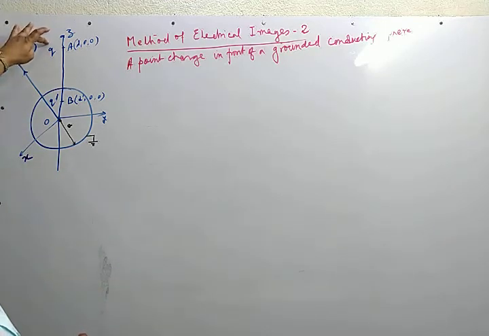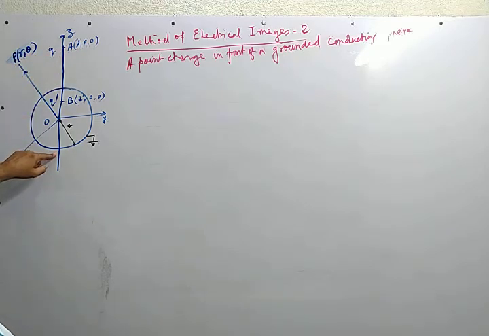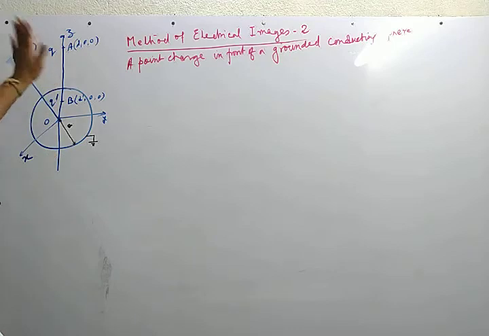Due to the presence of this charge, charges will be induced on the sphere. The surface density of induced charges will be greater over here and a minimum over here, because this point is the nearest to the inducing charge and this is the farthest from the inducing charge. And if we want to find the potential at a point outside the sphere, we use the method of electrical images.